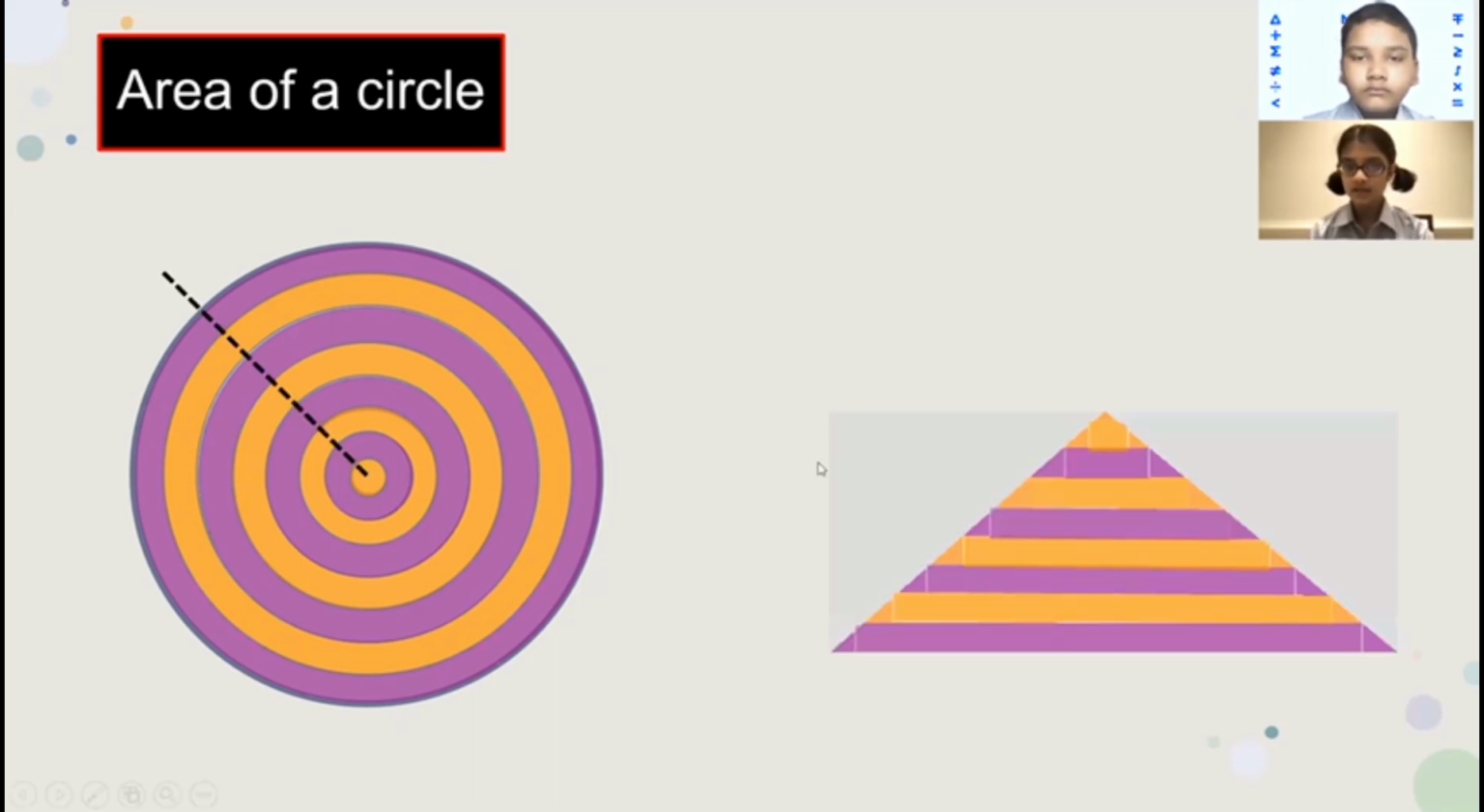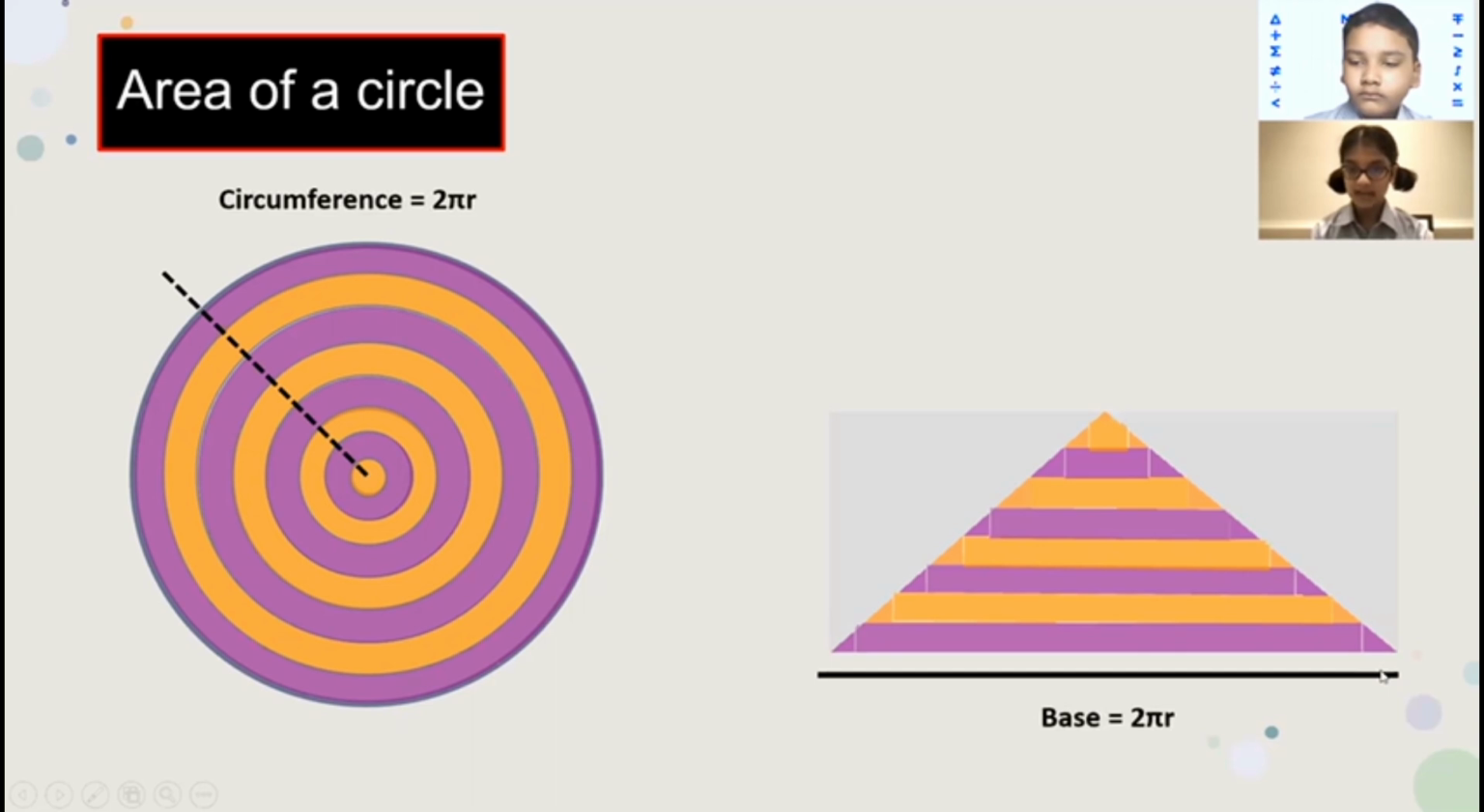The outermost circle will become the bottommost line and the other inner circles will come one line above the other with decreasing length. The circumference of the circle will be the length of the bottom line, that is 2 pi r, and the height will be the radius of the outermost circle, that is r.